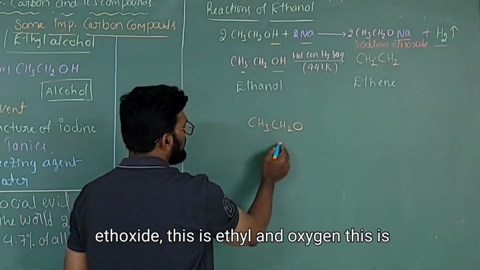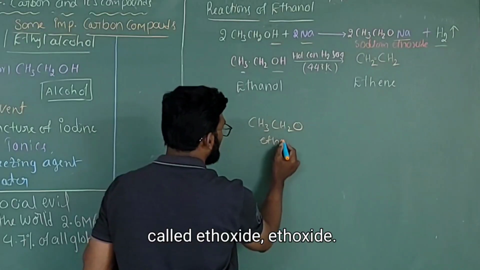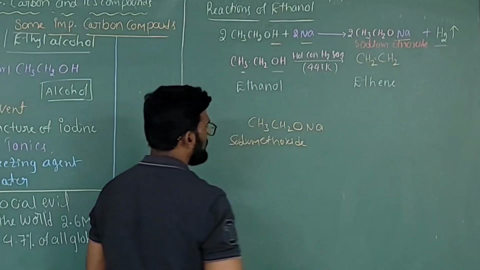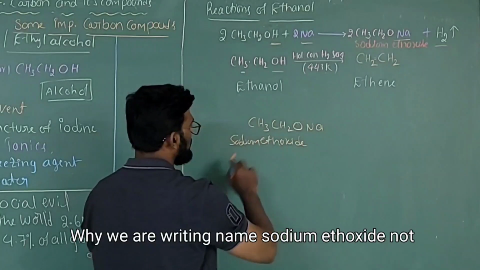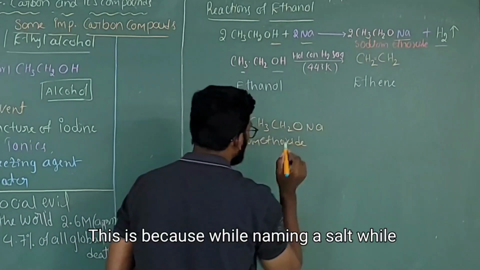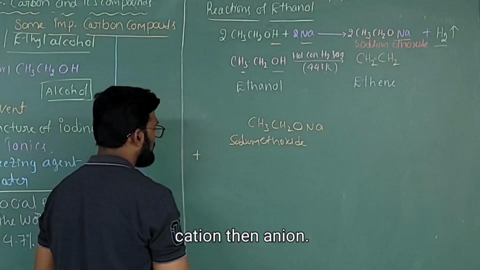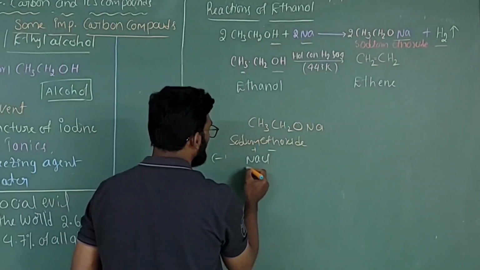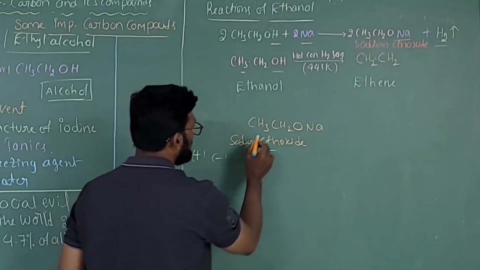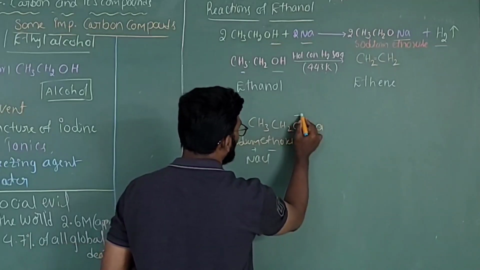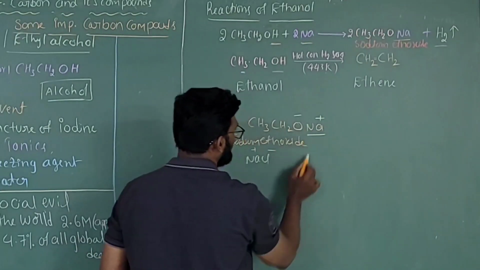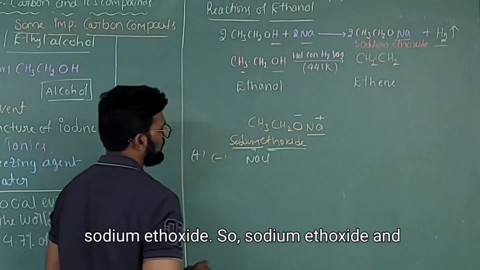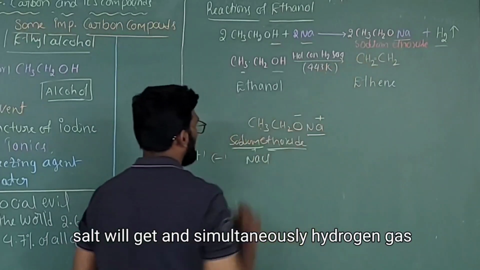See here, I'll write CH3CH2O. This is ethyl and oxygen, and it is called ethoxide. When it combines with sodium, it becomes sodium ethoxide. Why are we writing the name sodium ethoxide, not ethoxide sodium? This is because while naming a salt or a compound, first we have to name the cation, then the anion. For example, NaCl is sodium chloride. Na plus, Cl minus: cationic name, then anionic name, sodium chloride. Similarly, in sodium ethoxide, CH3CH2O minus and Na plus, the cationic part is sodium. So sodium should be written first, followed by ethoxide. So one salt, sodium ethoxide, we will get, and simultaneously hydrogen gas will be released.